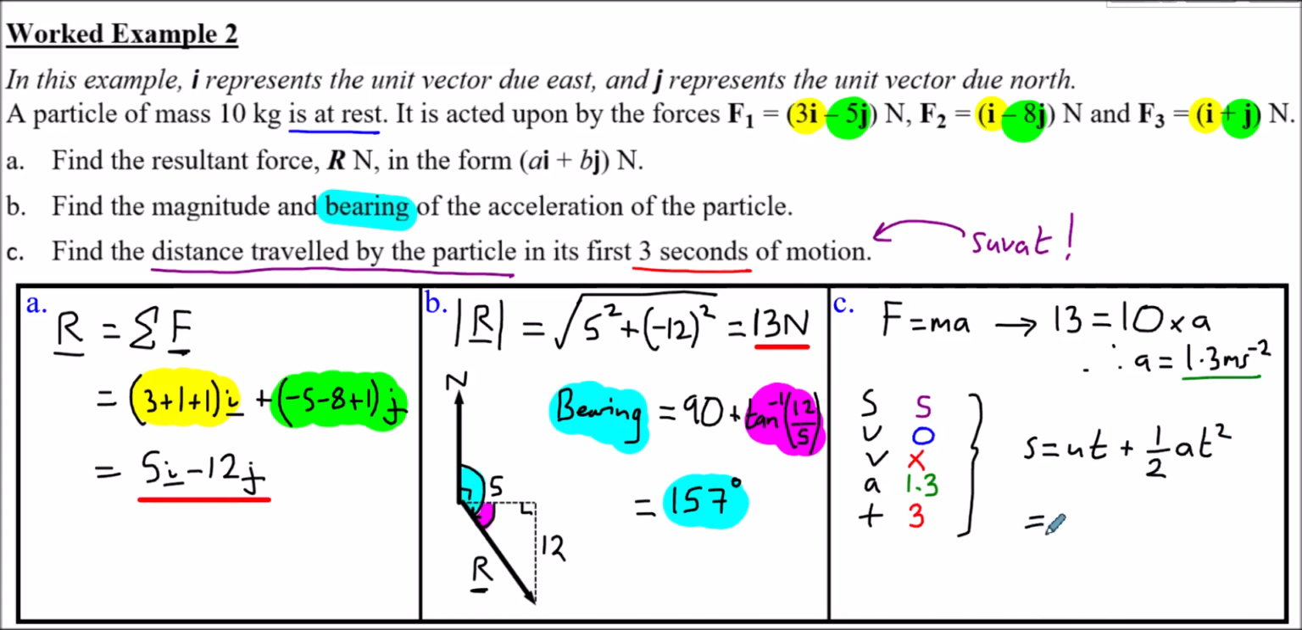So if we just plug in these numbers, so u is 0, so we've got 0 multiplied by 3. You might be thinking, why am I bothering to write this in? It's just for completion. With practice and experience, you can be confident enough to just ignore this altogether. I'm just trying to show you it step by step. Then we're going to do plus a half multiplied by a, where a is 1.3. And then we're multiplying that by the time, which is 3 squared.